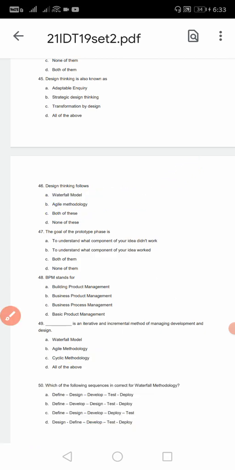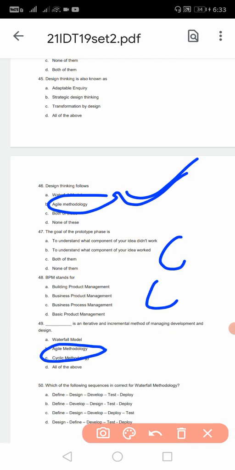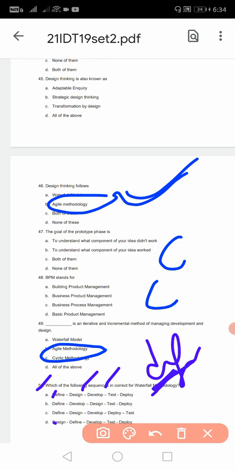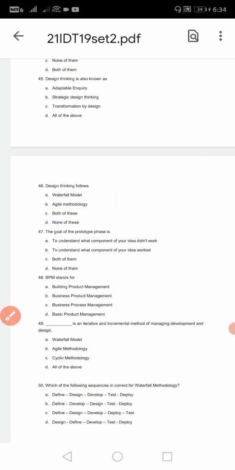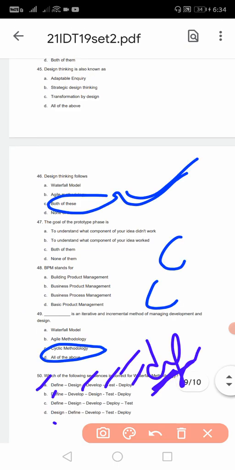Last question, 50. Which of the following sequence is correct for waterfall? Look at, they have asked it for waterfall methodology. So here in waterfall, first one is define. We should define. Define is the first stage in waterfall. Remember, empathize is design thinking; this is waterfall methodology. Define, next design, then develop, test and deploy. The answer for the 50th question is A.